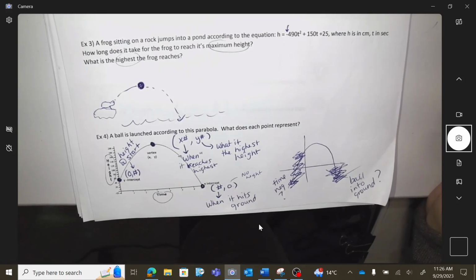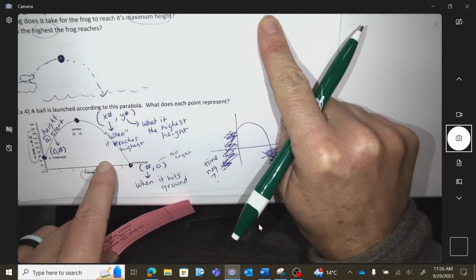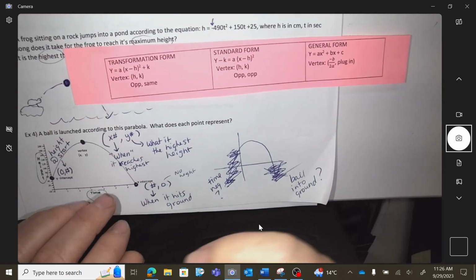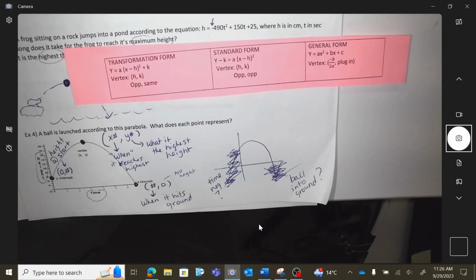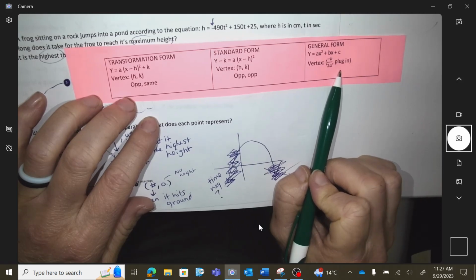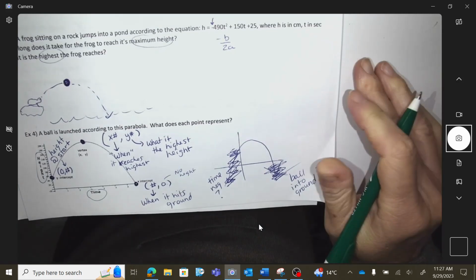Okay, now you have to know this part. If I'm given the equation, what kind of strategy do I do to find the vertex? So look at the format. How do I find the vertex? Are you doing a negative b over 2a plug-in method? Okay, negative b over 2a is the method.